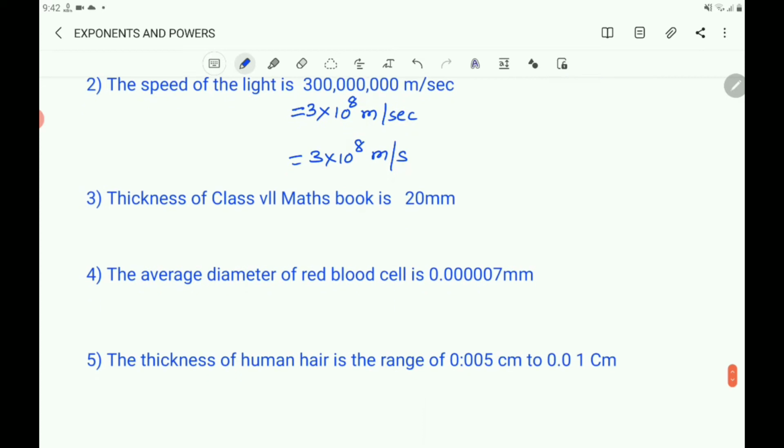Then the thickness of the class 7th maths book is 20 millimeter. So you know that 10 millimeter equals 1 centimeter, 20 millimeter equals 2 centimeter. So you can write 20 mm equals 2 centimeter directly, or if you want, you can write 2 into 10 to the power of 1, or in terms of centimeter, 2.0 centimeter.